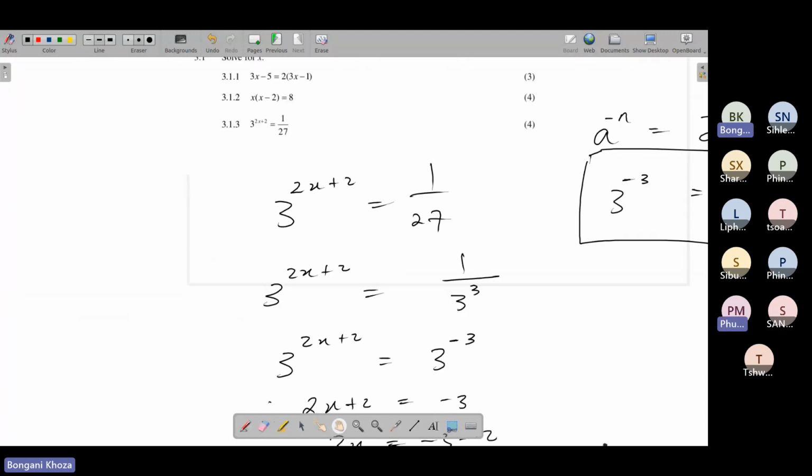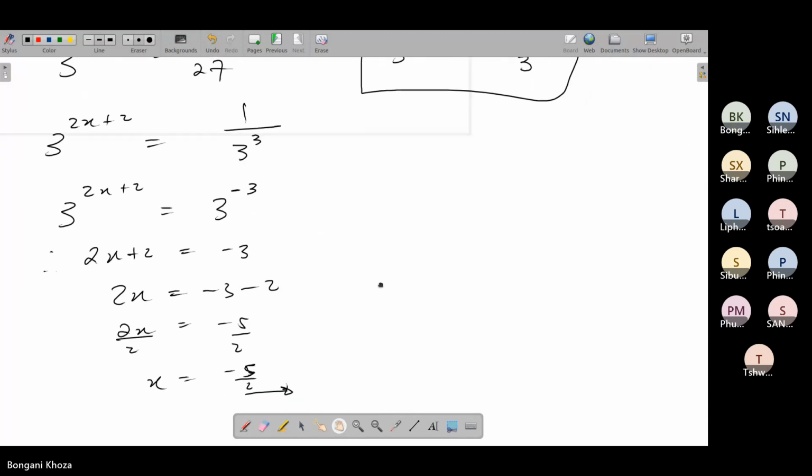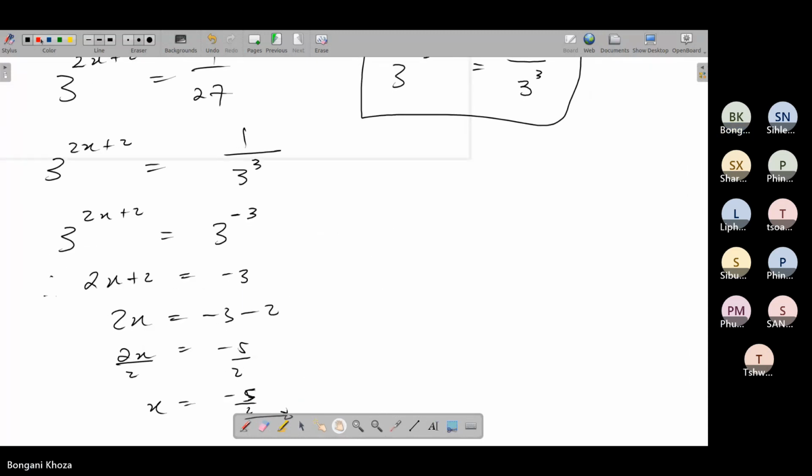So we go back to our original question. So I'll have 3 exponent 2 into -5 over 2 plus 2, like that. Let's see what that gives us. Does that give us 1 over 27? Can we check? Where we are seeing x, we plug in that.